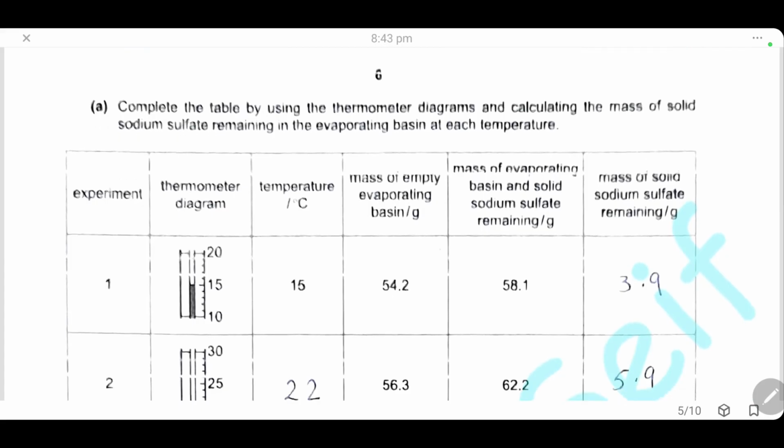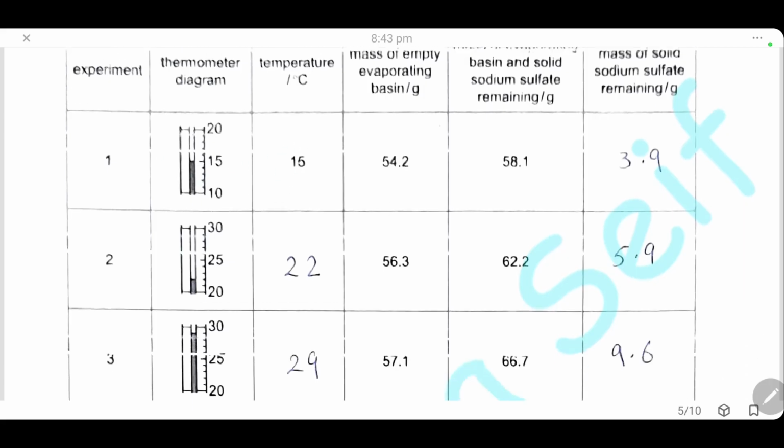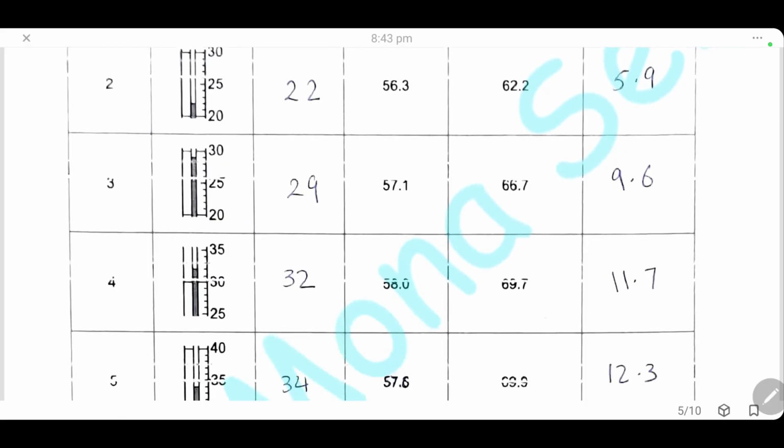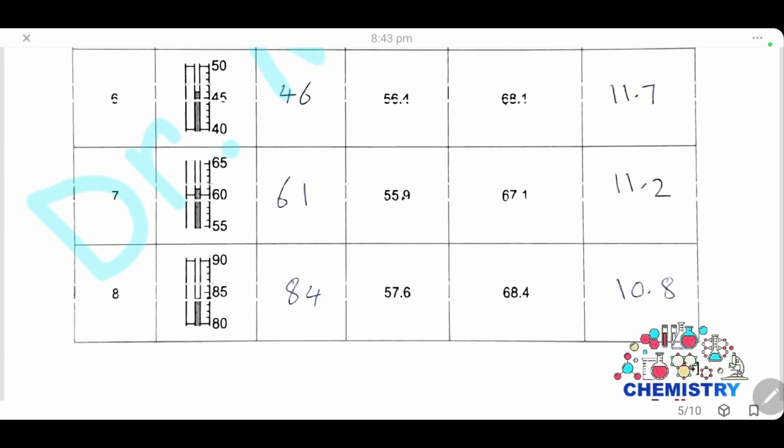Here we will complete the table showing the thermometer reading and calculating the mass of the sodium sulfate remaining in the evaporating basin at each temperature. Here in the first column, we will take the reading from each thermometer. The first experiment was 15, then 22, 29, 32, 34, 46, 61, and finally 84.